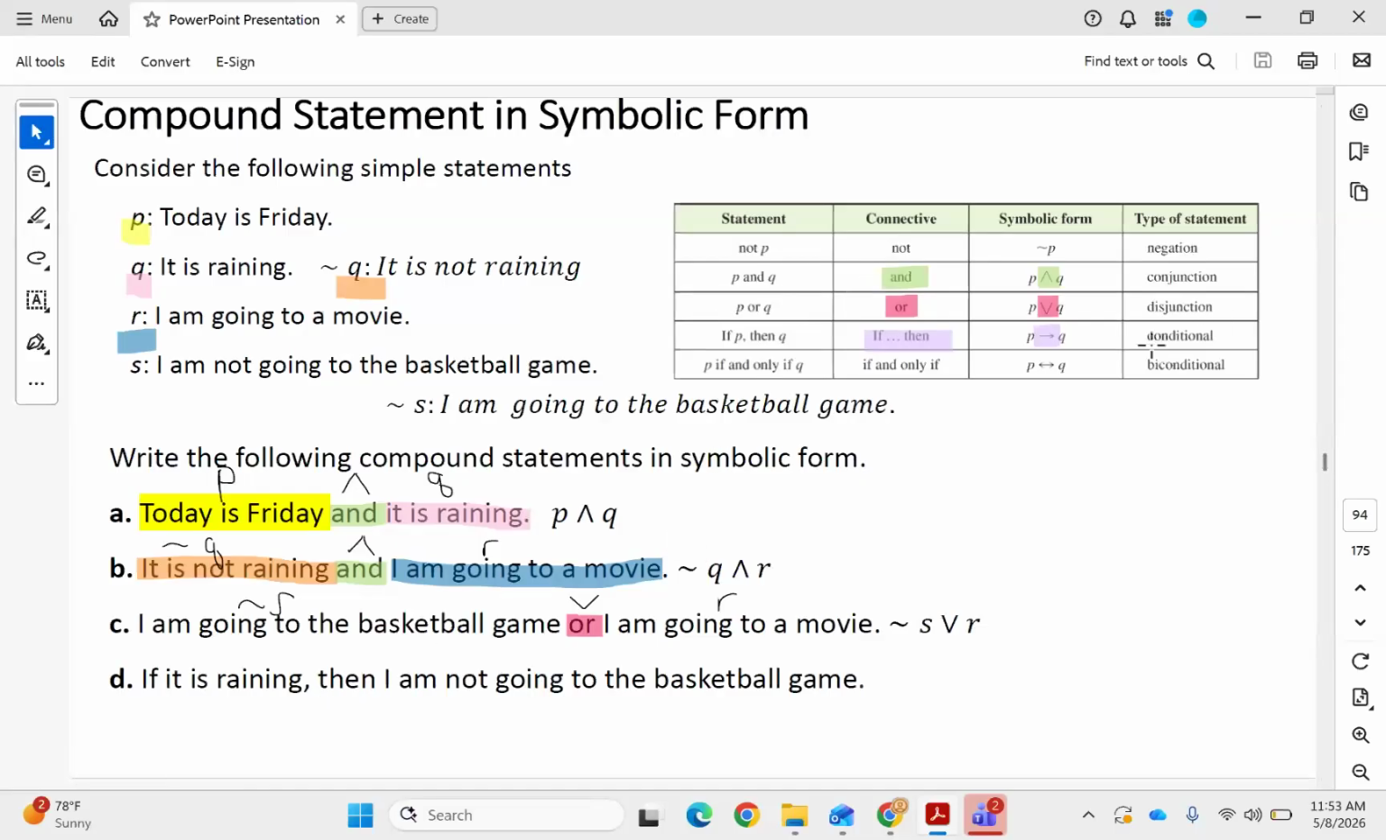It's a conditional statement. So I'm going to need to have an arrow in there to represent it. The if-then is represented with that arrow. And then Q, it is raining, because that's what Q represents. And on the right of the then, I have I'm not going to the basketball game. So this is exactly S. So in symbols, this would be Q arrow S.